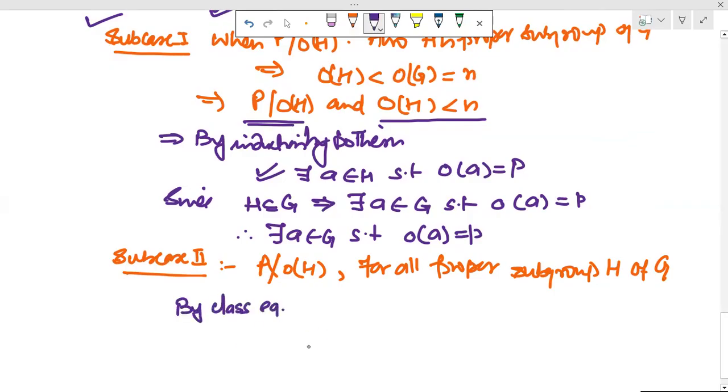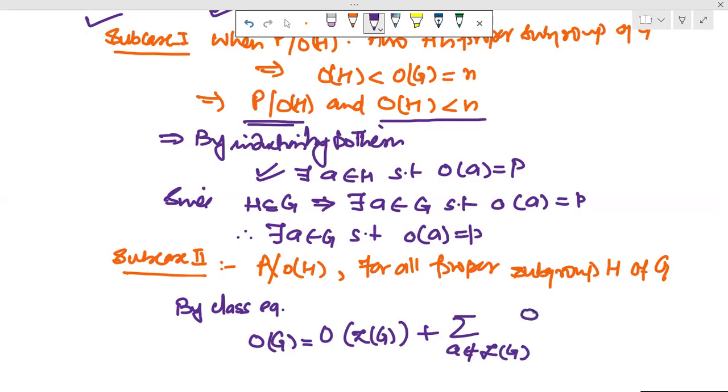By class equation, what we have is order of G is equal to order of Z(G) plus the summation over A not belonging to Z(G). These are not the elements of Z(G). Order of G divided by order of N(A). Now we will work on this. Let it be equation 1.